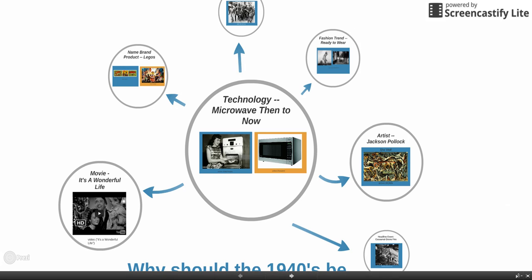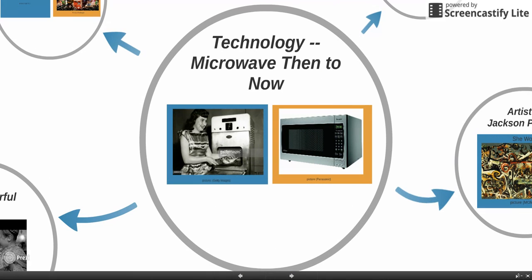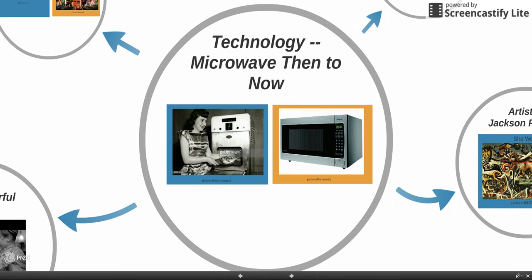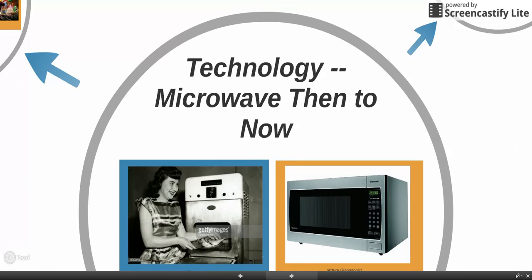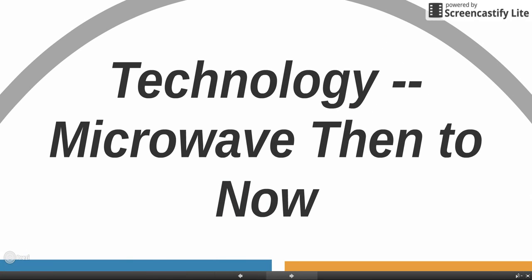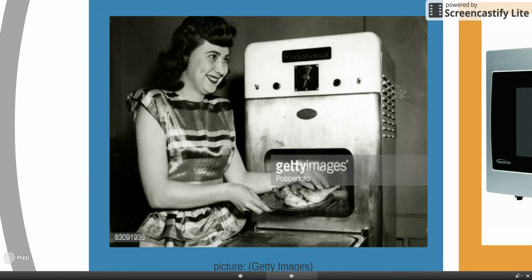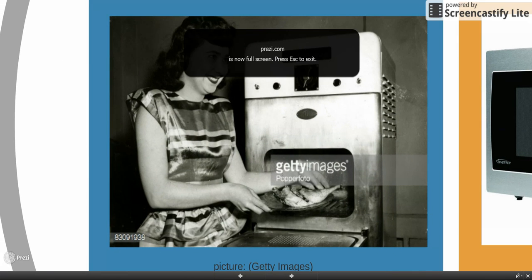All right, so I'm going to go to my first topic, and what you'll notice is that Prezi actually does what's called a zoom in feature. So the way that I set up my project is I actually am going to zoom into the title, Technology, Microwave Then to Now. What I expect you to do with your technology advancement, very similar to what I'm asking for the scientific advancement, is you actually show how it's evolved from when it was created to now. So to start with, I would zoom into this title. You'll notice the picture is a full screen picture.